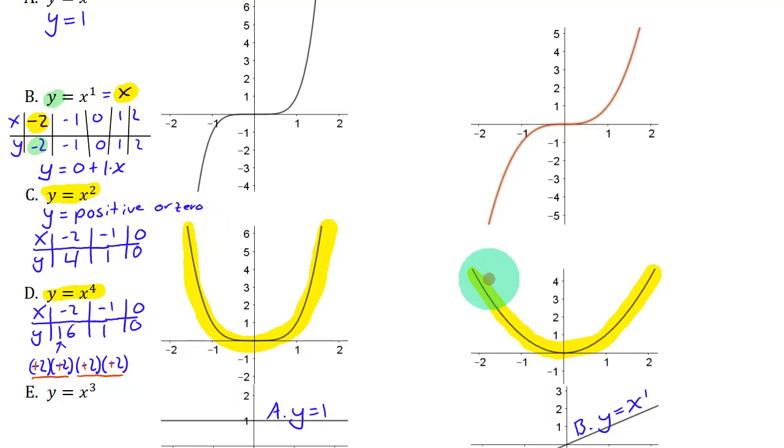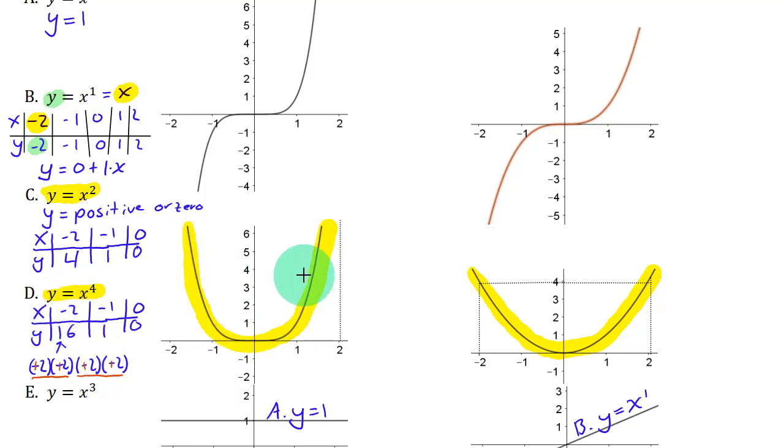But which one is which? Well, let's see. It looks like with this one, if you plug in x equals 2 or negative 2, you're going to get about 4 right there. And if you plug in 2, you're going to get about 4. Same deal. But with this one, if you plug in 2 or negative 2, it's above the graph because this one goes up way steeper. So that's got to be the one that goes with x to the 4th.